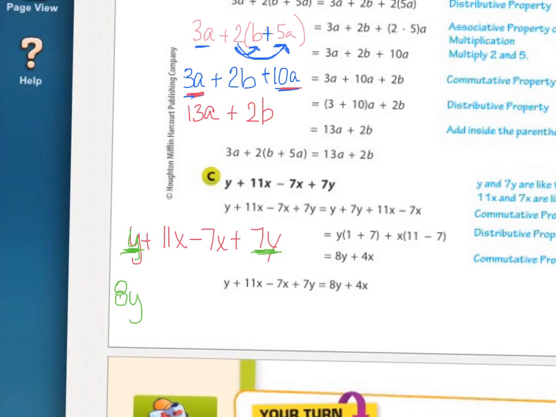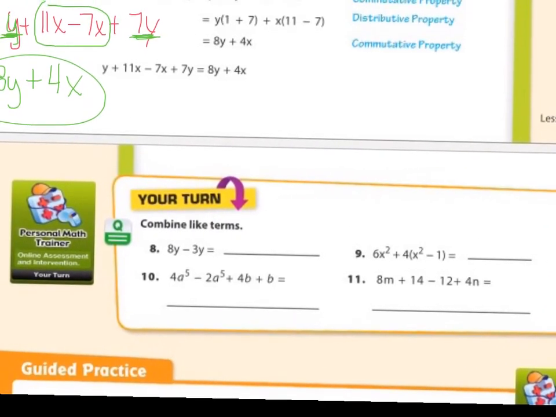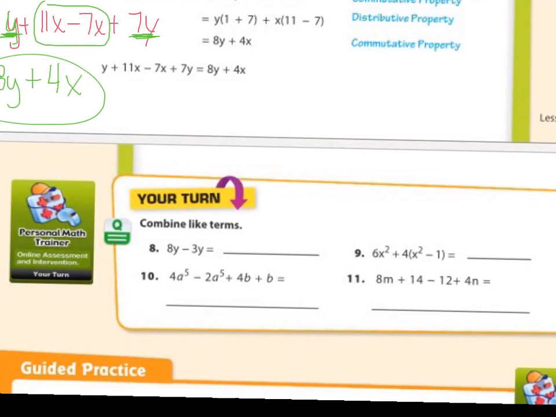Now, we have this right here, 11x minus 7x. So if you have 11 x's and you take away 7 of those x's, what do you have left? You have 4 x's. Do you have positive 4 or negative 4? You have positive 4, so plus 4x. And there's your answer. Beautiful. Okay, continuing on your paper, write number 8. 8y minus 3y. So you have 8 y's and you take away 3 of them. That gives you 5 y's.